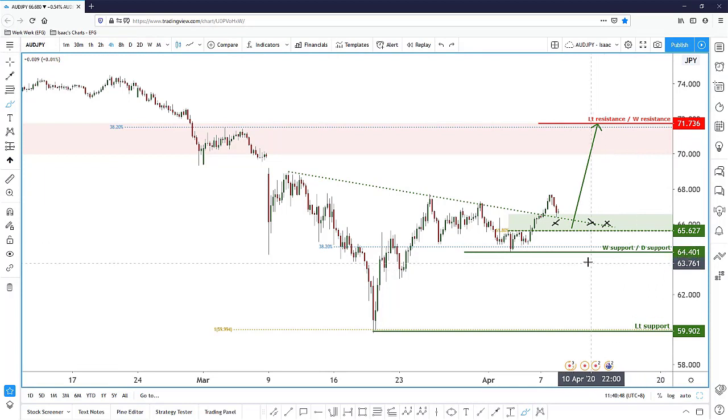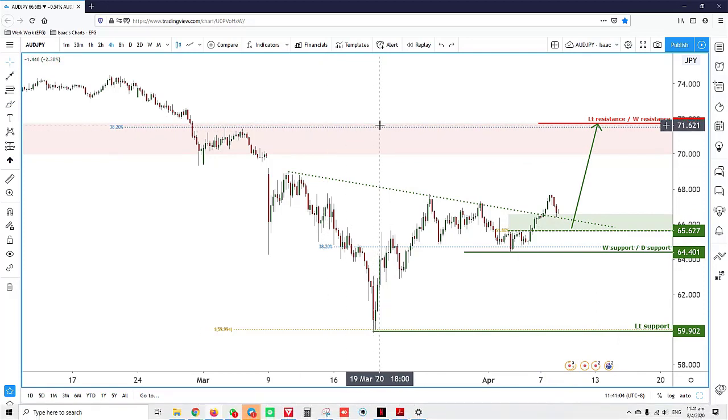Should price break below the weekly pivot, should price break below the weekly support or daily support, I expect price to make a push down all the way to the long-term support. But for now, because of the bullish conditions, I prefer to play a bullish push up.